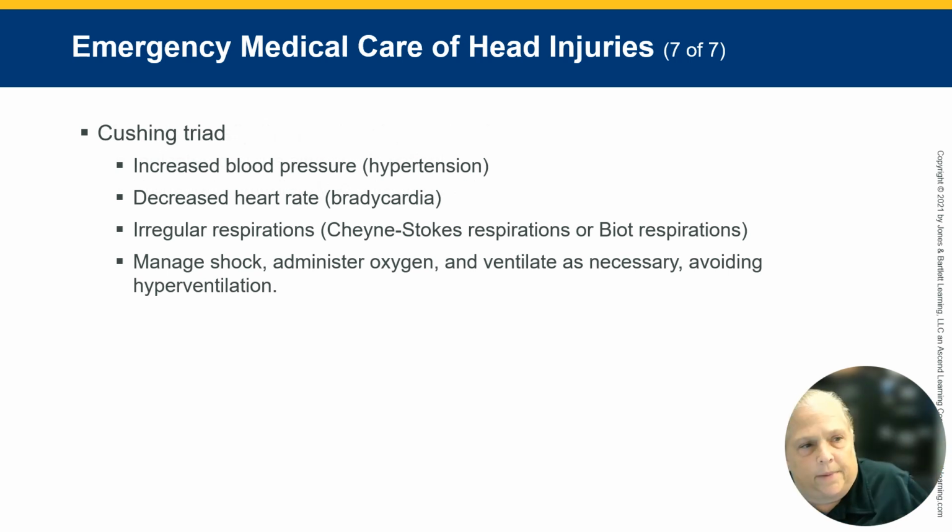Okay, we talked a little bit about this Cushing's triad. It is very important to note the signs and symptoms and how we're going to treat it, and know that it is very serious. It is a major life threat. You need to transport rapidly. So Cushing's triad is increased blood pressure, decreased heart rate, irregular respirations, either the Cheyne-Stokes or those Biot's. You're going to manage shock, give them oxygen, ventilate as we need to. Do not hyperventilate these patients.